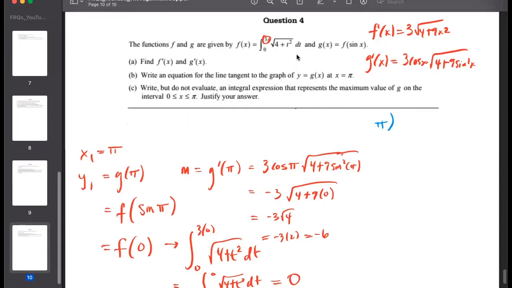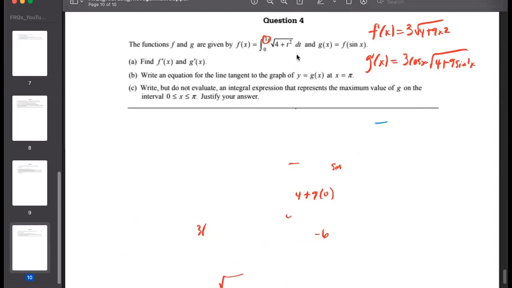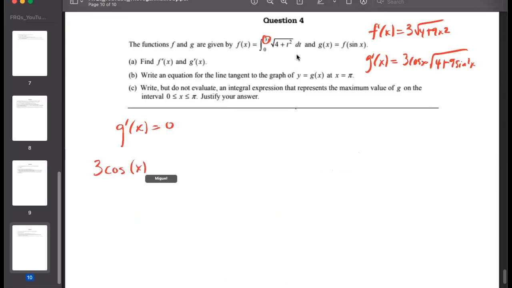Okay. And now the last part, a bit tricky, right? But you know how to evaluate an integral expression that represents the maximum value of g on the interval 0 to pi. Okay, well, if we want to find the maximum value of g, that's going to be when g prime of x is equal to 0. That's the first step. Let me go ahead and use red. G prime of x is equal to 0. Basically, we want 3 cosine of x root 4 plus 9 sine squared x equal to 0.